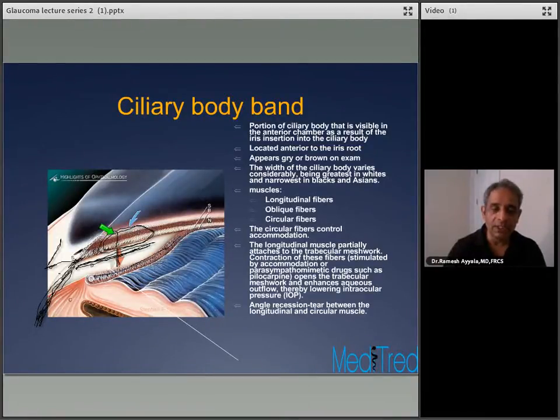So two important points that you have to remember here, okay? One is the location of the ciliary body in the angle, which is anterior to the root of the iris. And two, the ciliary body is made up of three types of muscles: longitudinal muscle fibers, which are attached to the scleral spur, are the source of contraction with pilocarpine and accommodation, which leads to opening up of the trabecular meshwork, and that's how they reduce the intraocular pressure. And lastly, when people talk about angle recession, histopathologically, it is a split in the face of the ciliary body between the longitudinal and the circular muscle fibers.